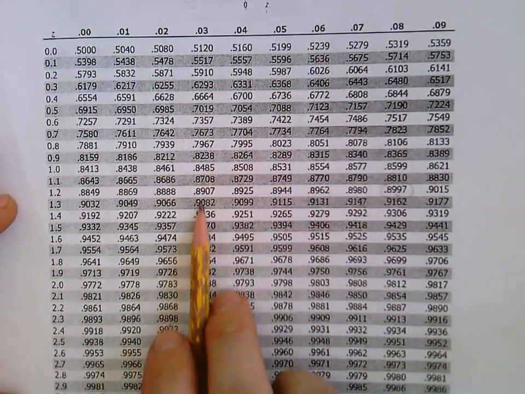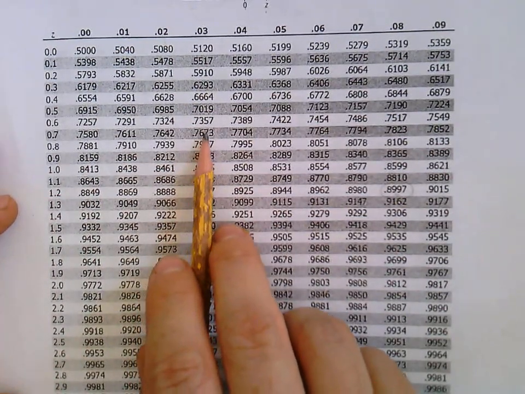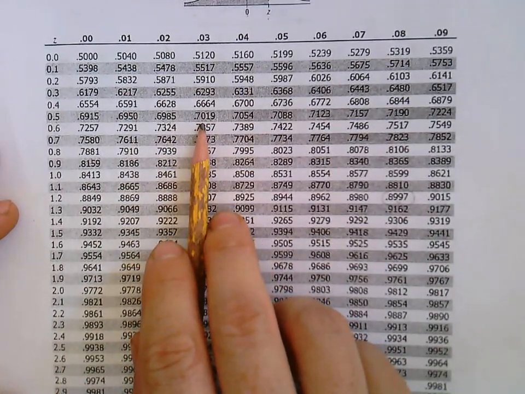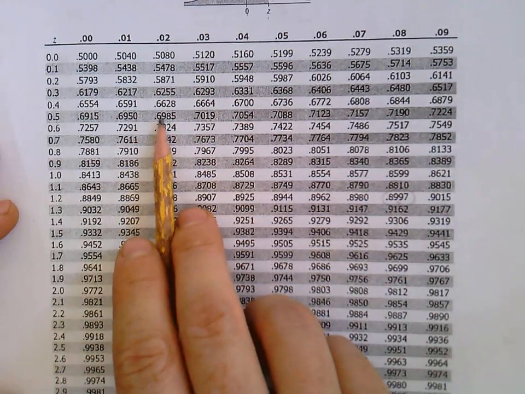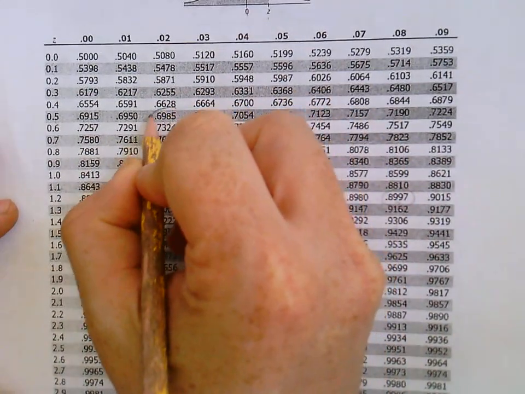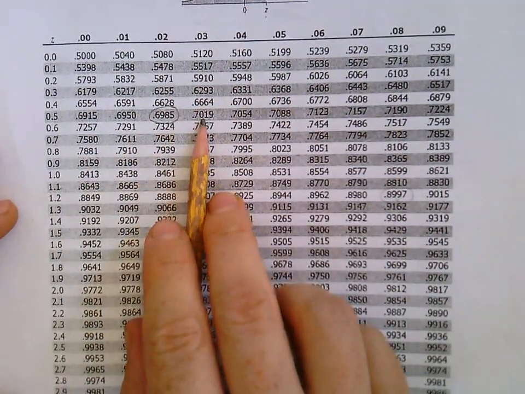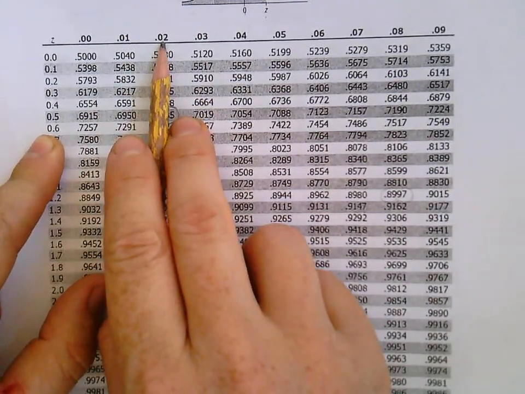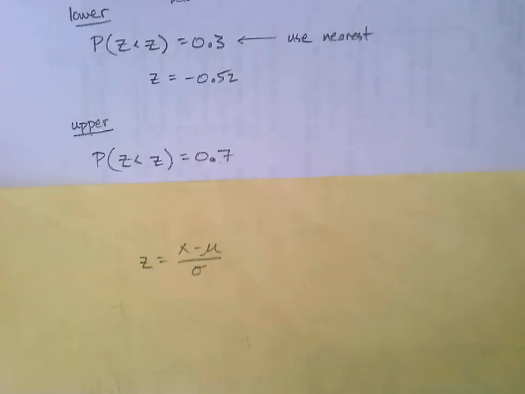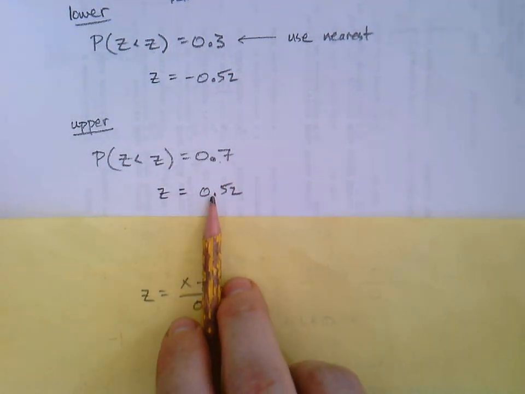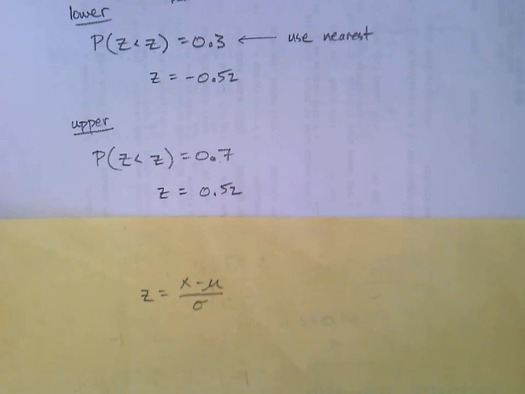Let's see, these are 0.9s, 0.8, 0.7, okay, right in here. So we got 0.7019, and on the other side we got 0.6985. Which one is closer? It's this one, right? 0.6985 is closer than 0.7019. What's the z-score there? 0.52. Hey, you notice something? It's the positive version of our other z-score. Is that a coincidence? No, that is not a coincidence.